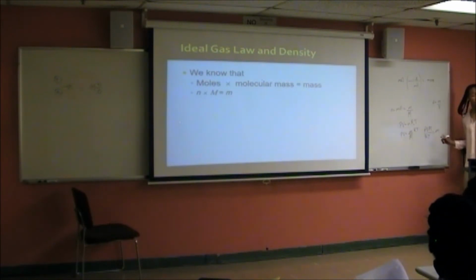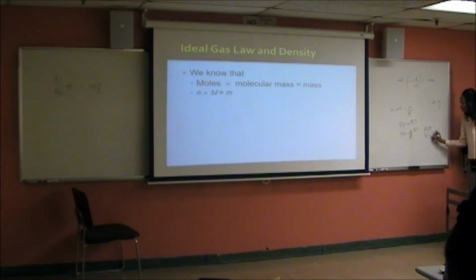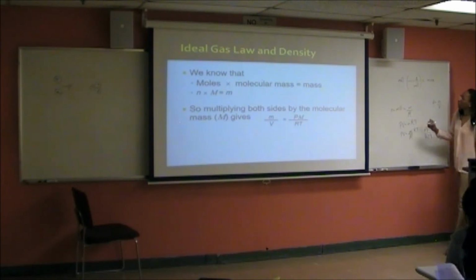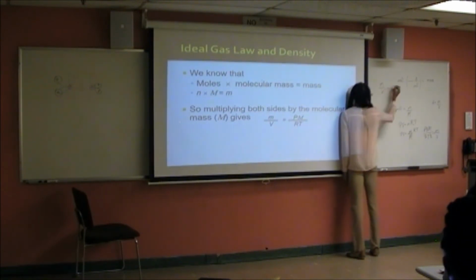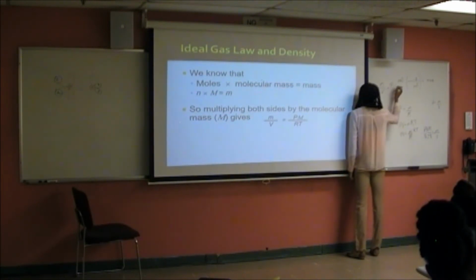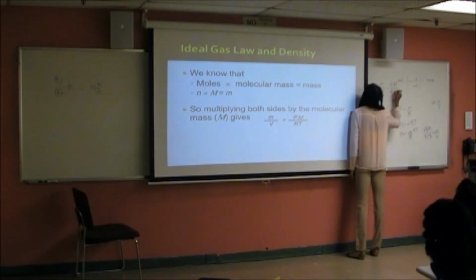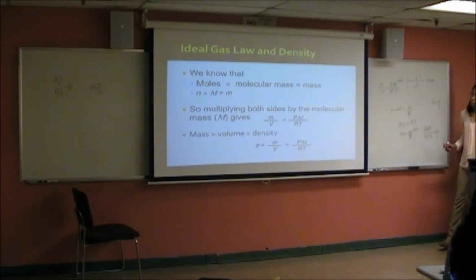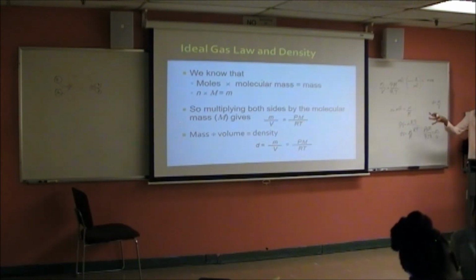Equals small m. Now you can move V to the right side, and now you divide by V on both sides, and therefore mass over volume is equal to what? Pressure times molar mass over the gas constant times temperature. So you're saying that density is also pressure times molar mass over RT. Yes. So that's another equation that you have to know.